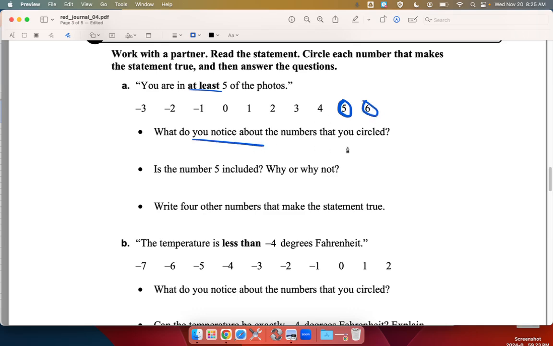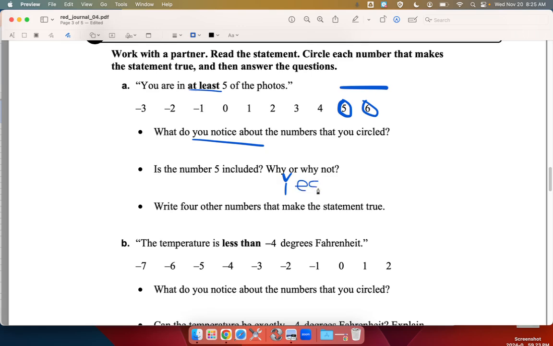What do you notice about the numbers you circled? To save time, I'm not going to write it out because it takes me too long with the pen on the mouse. But what do you notice about the numbers? They're all 5 or more. So is the number 5 included? Yes. Why? Well, because it is at least 5.